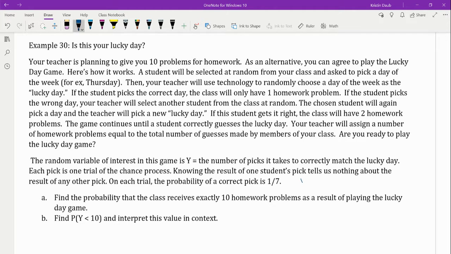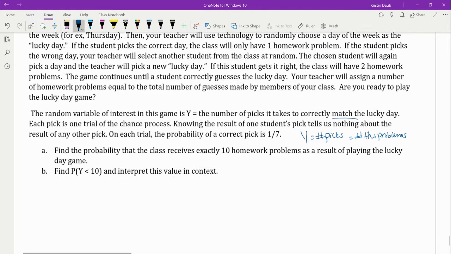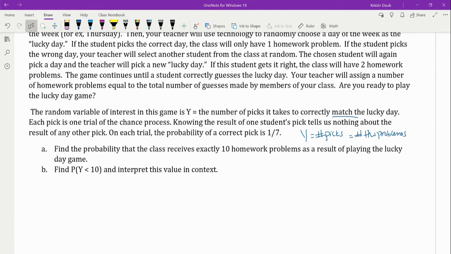All right, y is going to be equal to the number of picks, or in this case, the number of homework problems, because you're going to continue and continue and continue until you match the lucky day. Let's find the probability that you get exactly 10 homework problems.